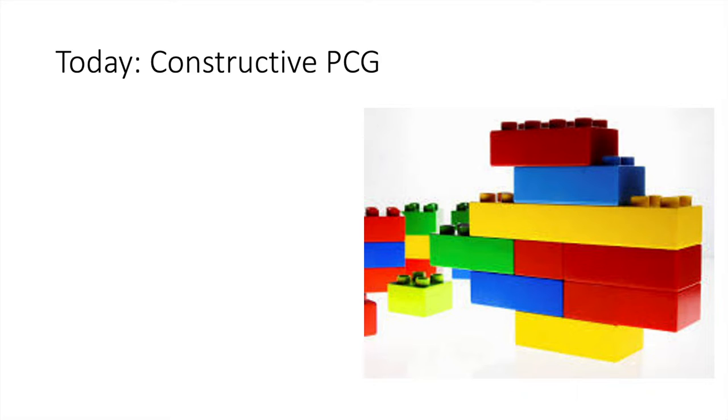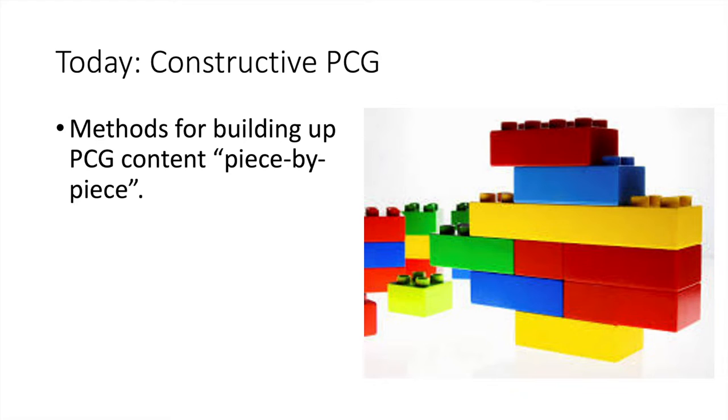What is constructive PCG, which is what we'll be talking about today. So as a review, constructive PCG can be thought of as sort of all the methods for building up PCG content piece by piece. I give an example here of, I guess these are Duplo blocks or Lego blocks, but you can think of them as being equivalent, right? Anytime that we have individual pieces that can be strung together with certain slots to be able to create larger structures, that's constructive PCG. The individual pieces here could be like pieces of a statue, like in the example I gave last week. They could also be pieces of a story or of a song or of a video game level, et cetera, et cetera, et cetera.